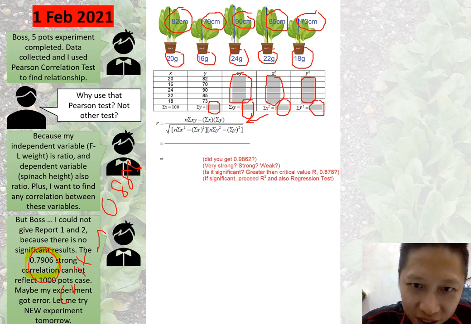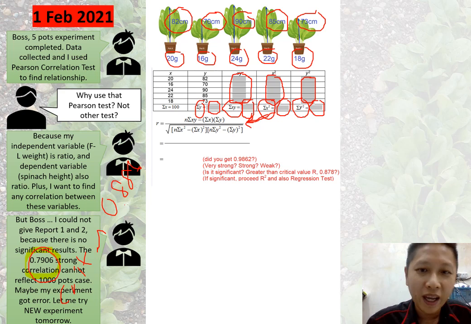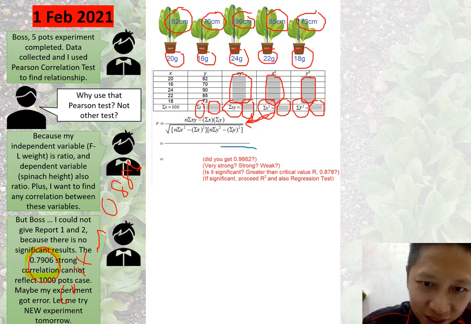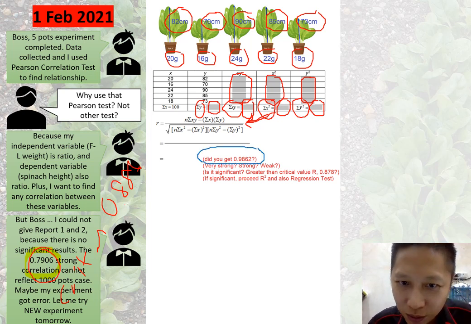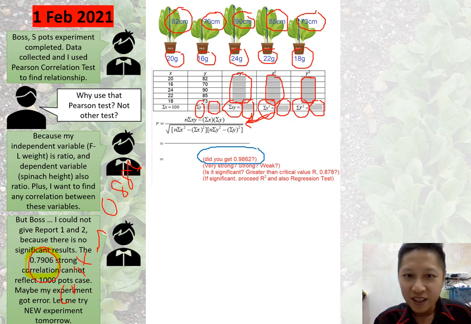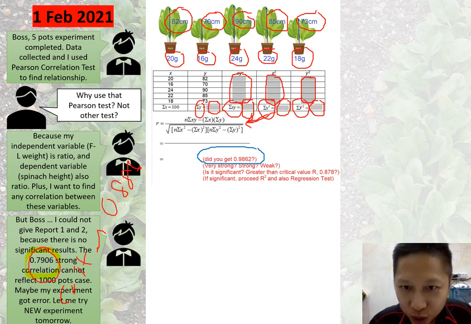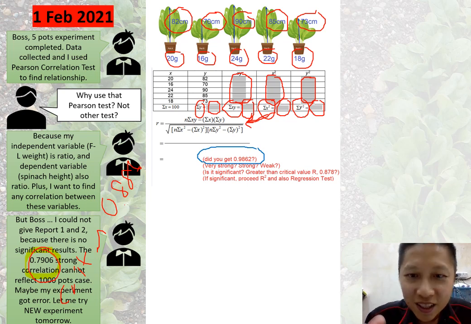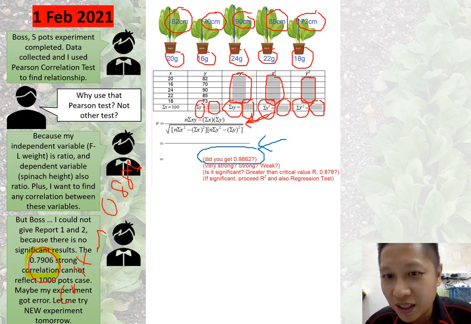After you plug in the summation of y, summation of xy, summation of x squared, summation of y squared into this formula, you're going to get a number. Do you get this number, 0.9862? And then what is the strength of this value? Is it considered strong, or very strong, or weak? And then check whether this 0.9862 is significant or not.